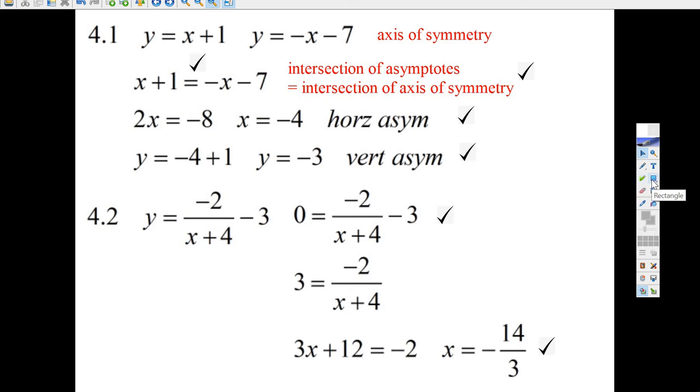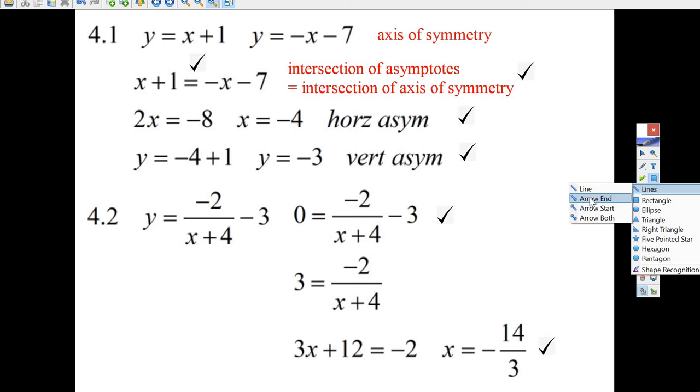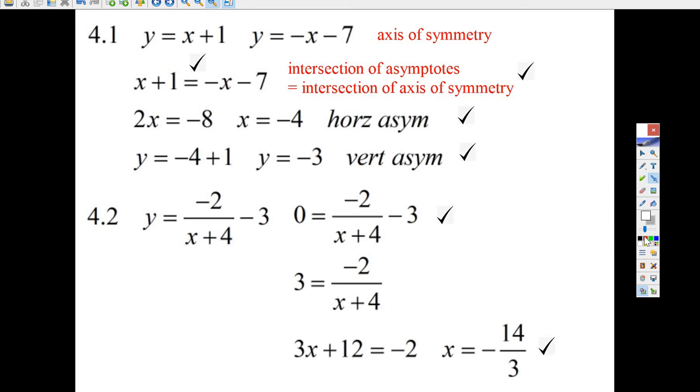That's a flat line. And this is a vertical one. So I can maybe fix this up a little bit with an arrow. It won't be a great arrow. I'm going to make a little arrow here. So the vertical asymptote is right there. That's x equals minus 4. And the horizontal asymptote is right here. It's y equals minus 3.